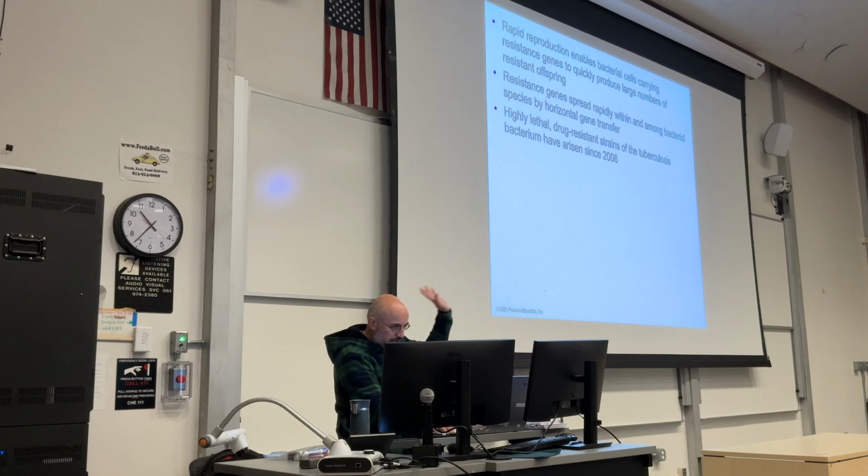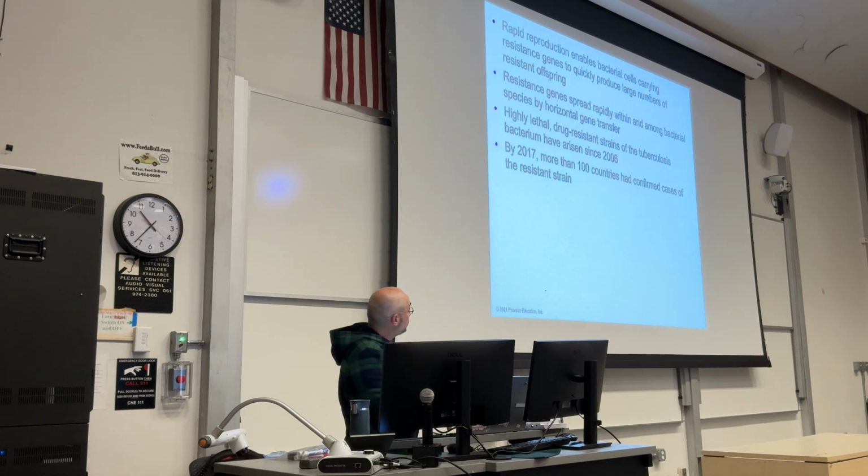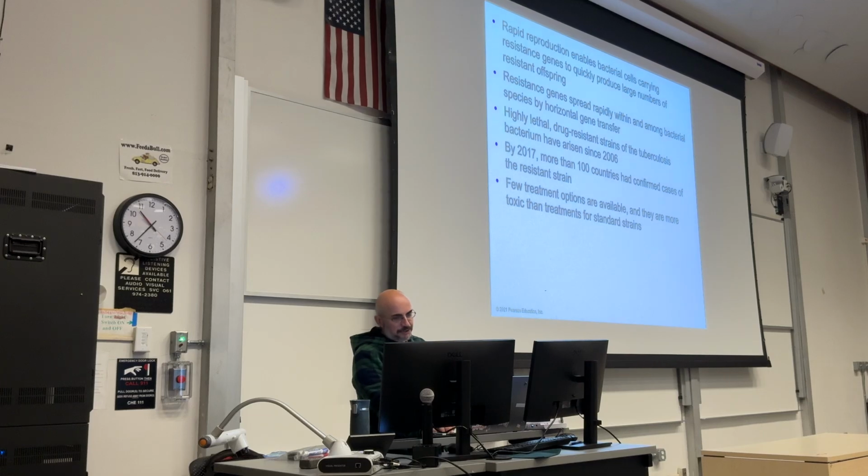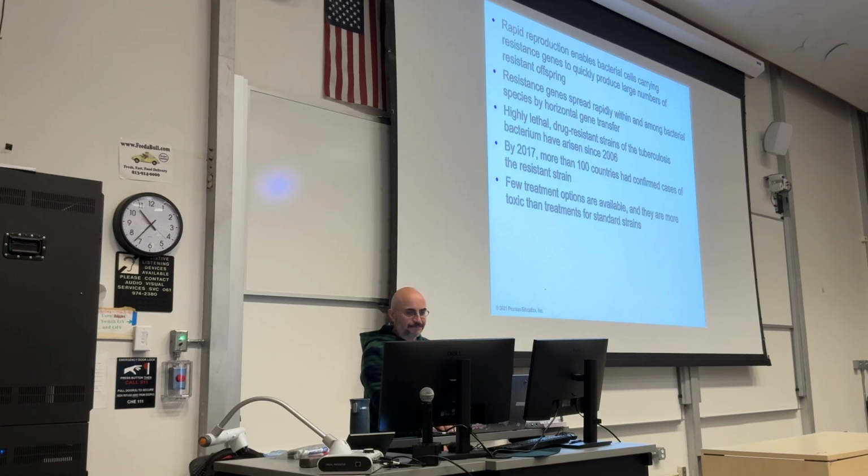Okay, I already mentioned this about tuberculosis, that now we have a strain that is highly lethal and highly resistant to most of our drugs. By 2017, more than 100 countries had confirmed cases of this resistant strain of tuberculosis. So it's all over the place. I mentioned this, there are few treatments available. Yet, of course, there is always hope, right?